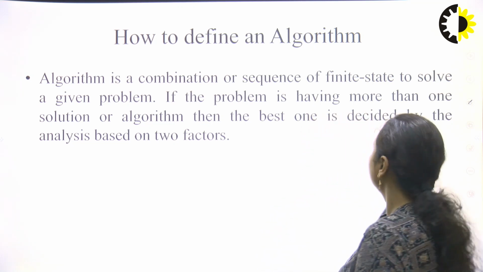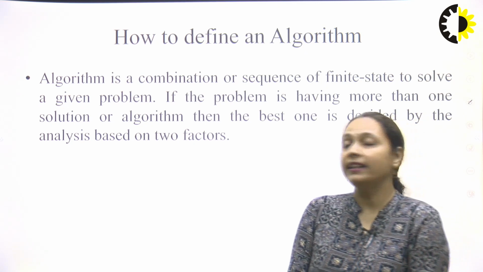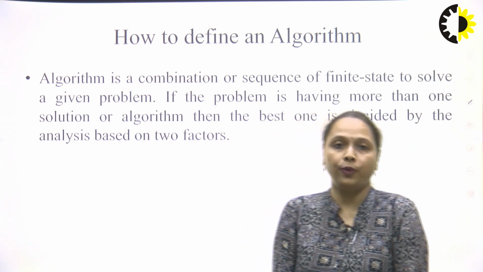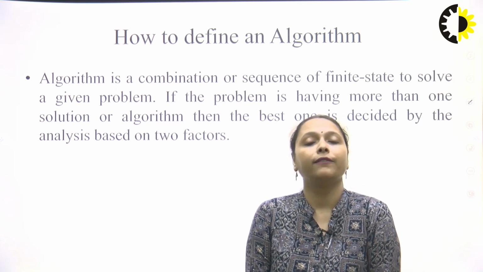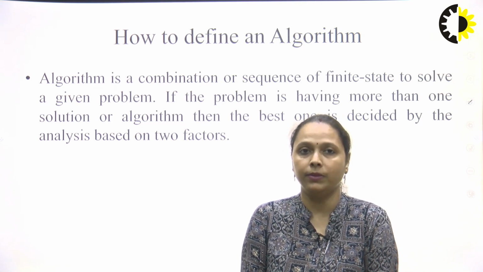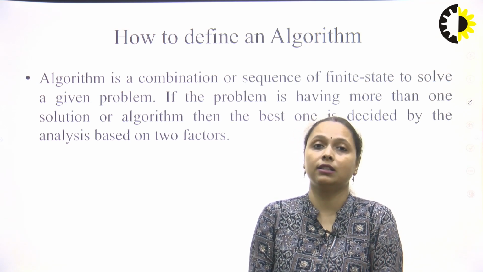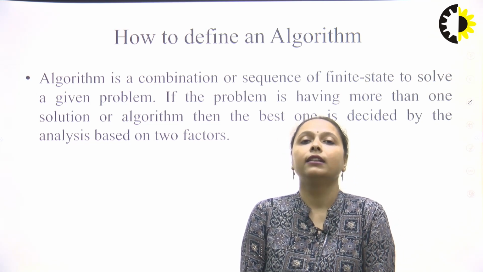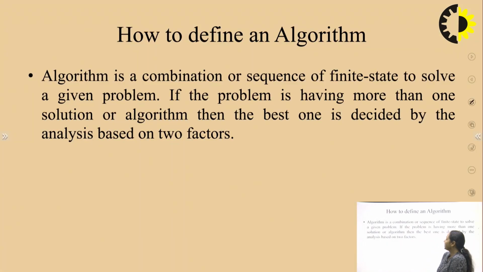So basically, if the problem has more than one solution or algorithm, then the best one is decided by analysis based on two factors. We are going to discuss those. Whenever we are designing a solution for a problem, we may have multiple solutions. If we have only one solution, then that is the best one. But if we have multiple solutions, then we have to decide on one among them based upon the analysis.